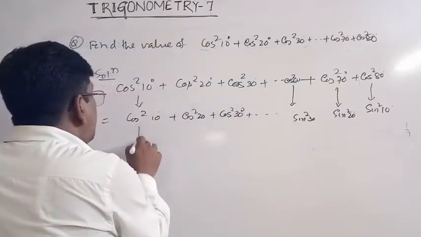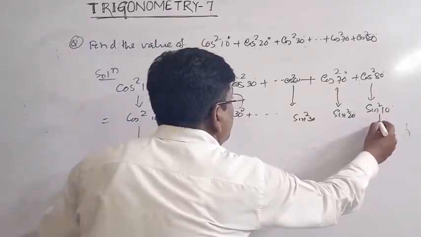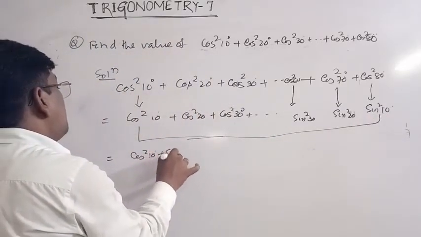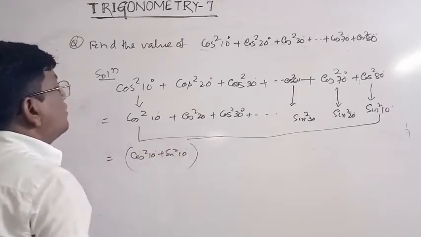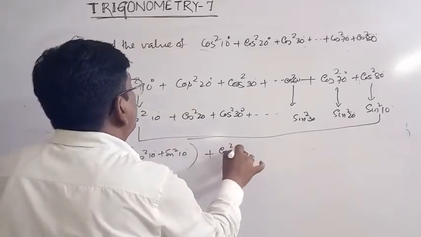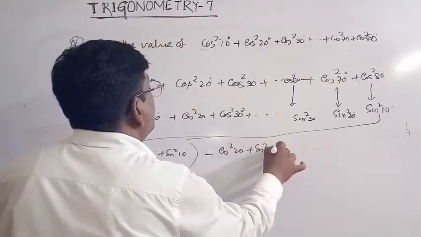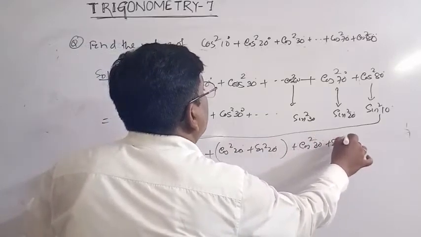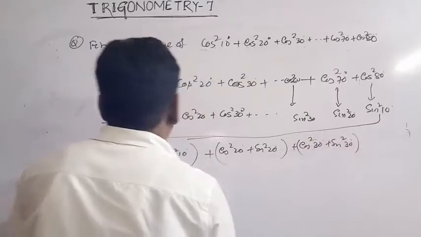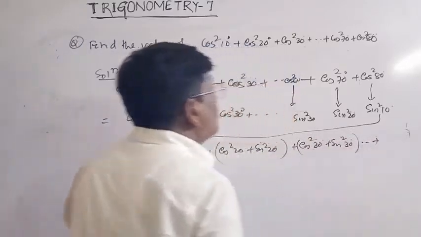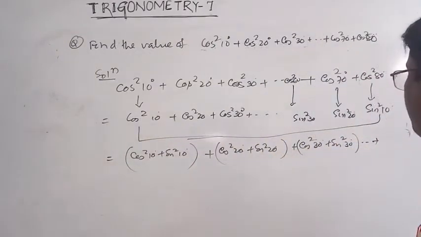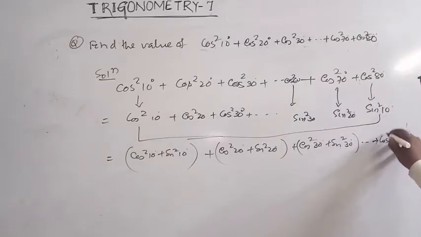So cos square 10 degree plus sin square 10 degree, cos square 20 degree plus sin square 20 degree, cos square 30 degree plus sin square 30 degree. The last term is cos square 40 plus cos square 50, that is cos square 40 plus sin square 40.